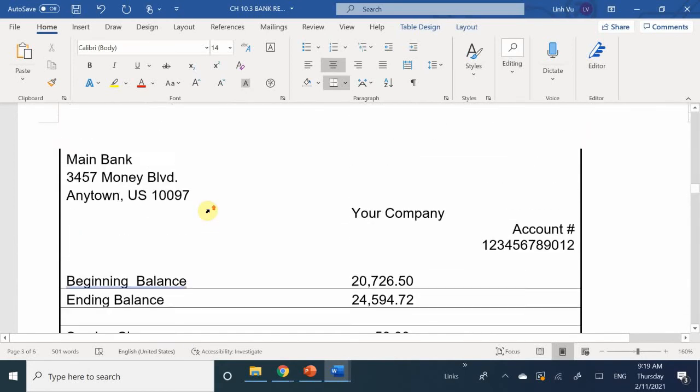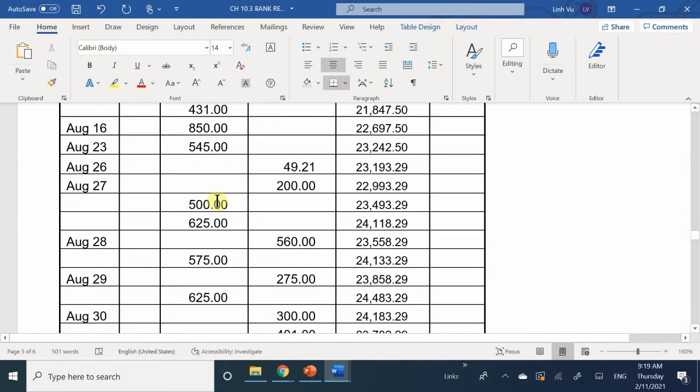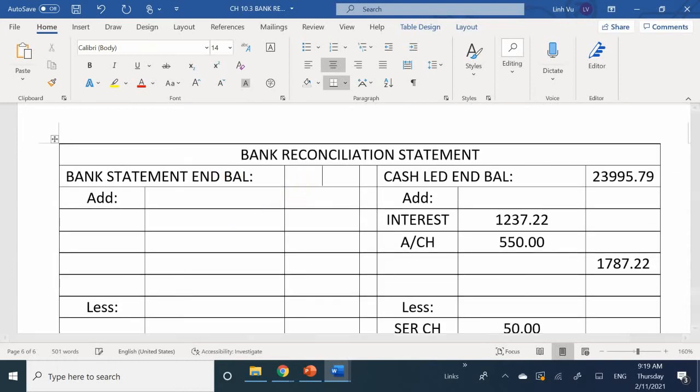So ending balance here. What is my ending balance in my bank? $24,594.72. Thank you. Okay, so what is my first thing I'm going to be adding?